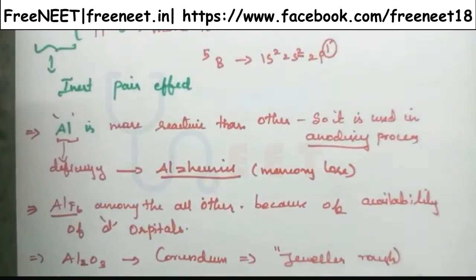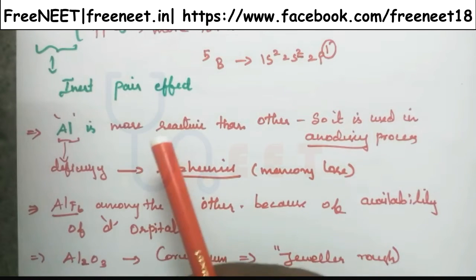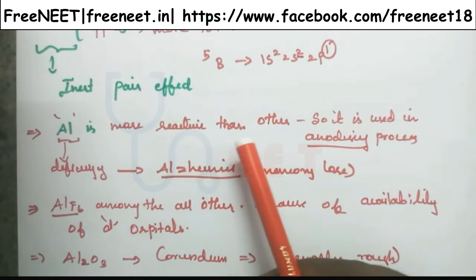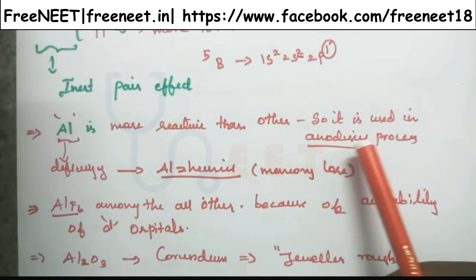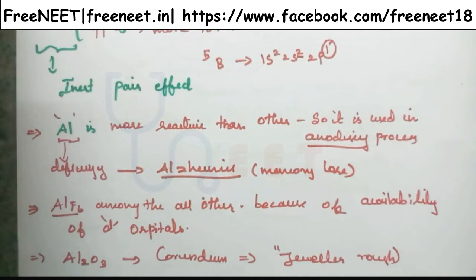Then aluminium is more reactive compared to other elements, so it is used in the anodizing process. Anodizing is nothing but an electrolytic coating process. Aluminium easily interacts with the adjacent elements as well as water molecules compared to other elements in this group, so aluminium is used in the anodizing process.